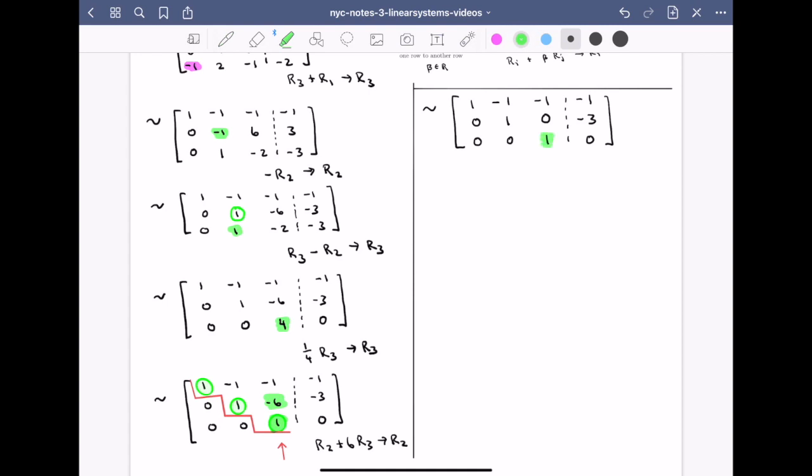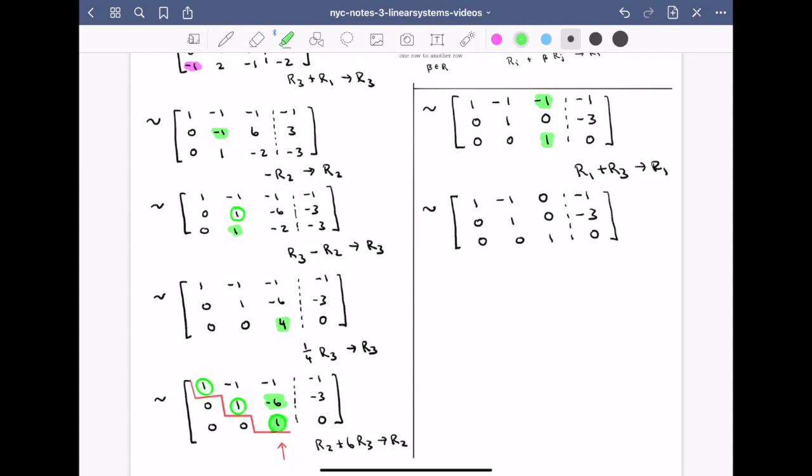Now I'll use this 1 to clear out the -1. This time I'll use the row operation row 1 plus row 3 is the new row 1, giving me 1, -1, 0, -1, 0, 1, 0, -3, and 0, 0, 1, 0. We're almost there. We have one more step.